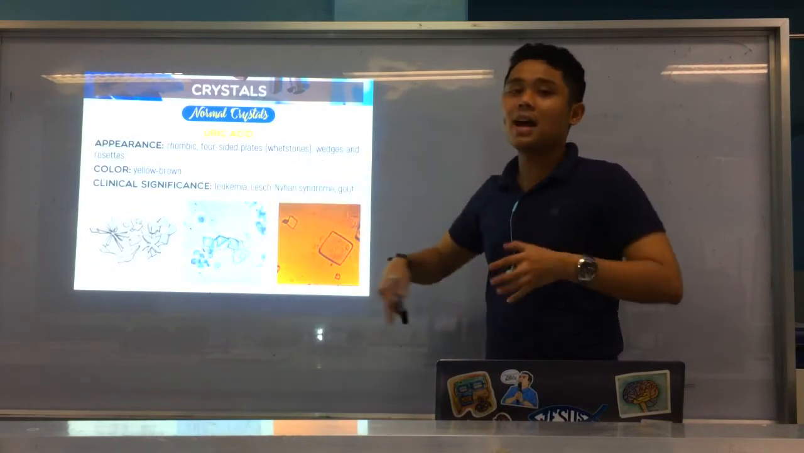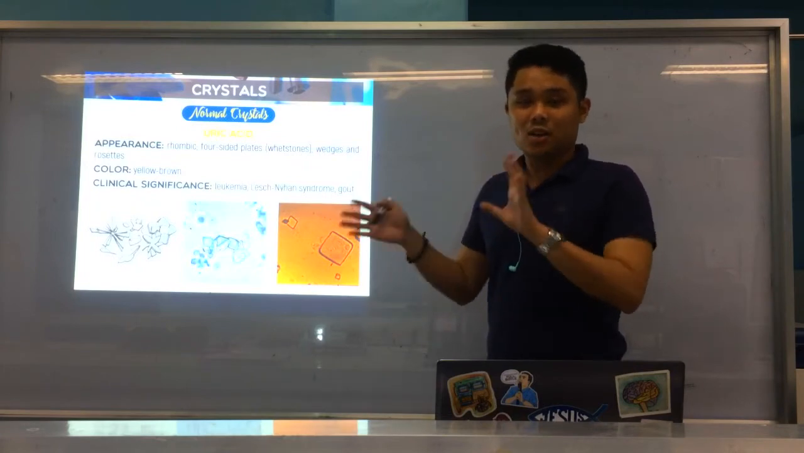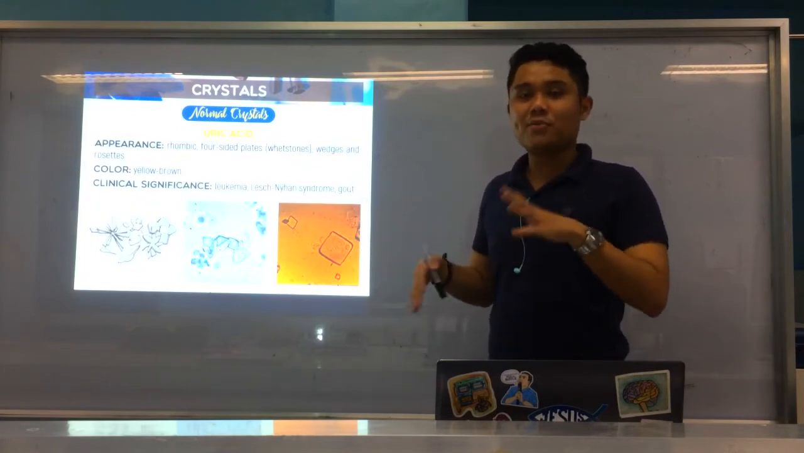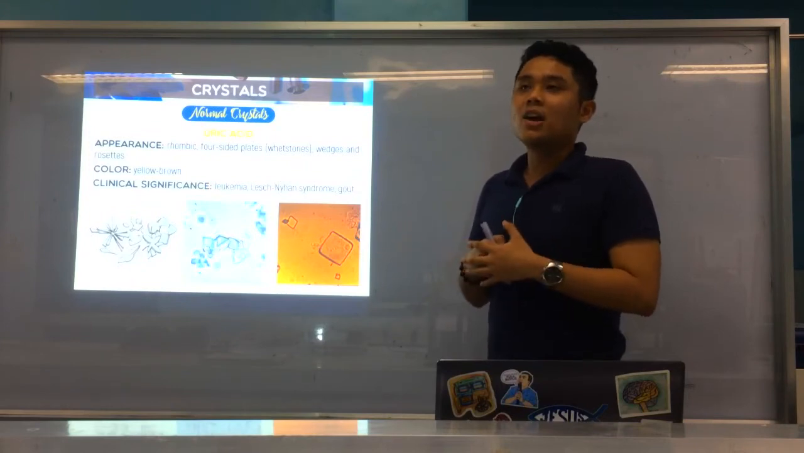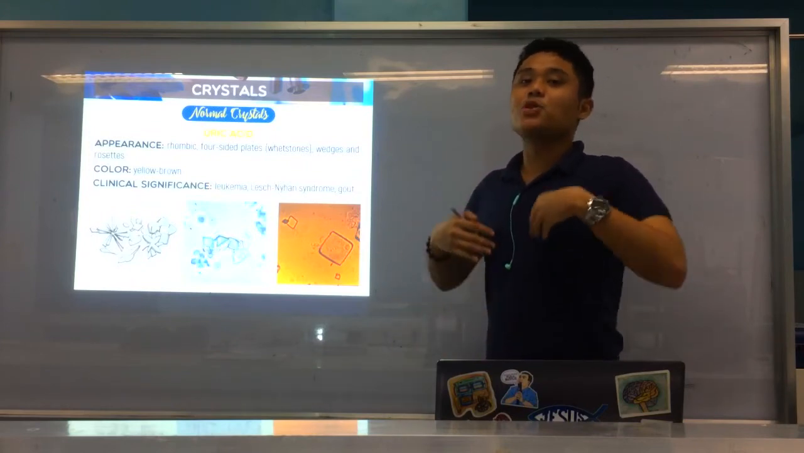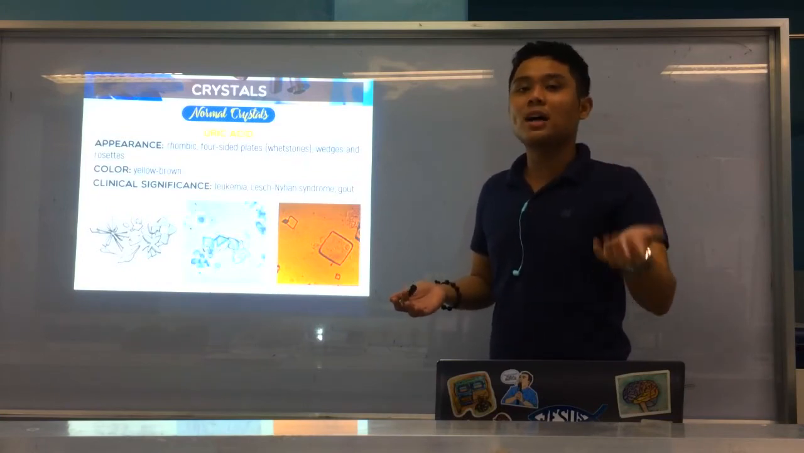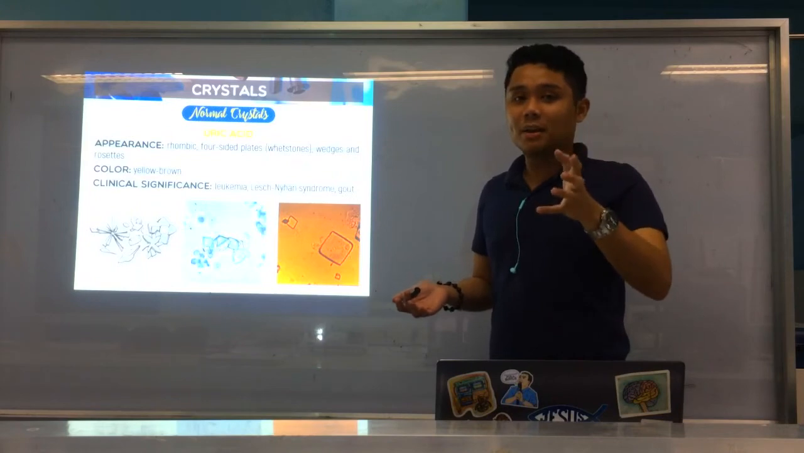Now, since in leukemia you have a high turnover of cells, many cells die because of the malignant proliferation of your white blood cells. So many white blood cells die, a lot of purines are released, and a lot of uric acid is formed. Remember, uric acid is a byproduct of purine metabolism.